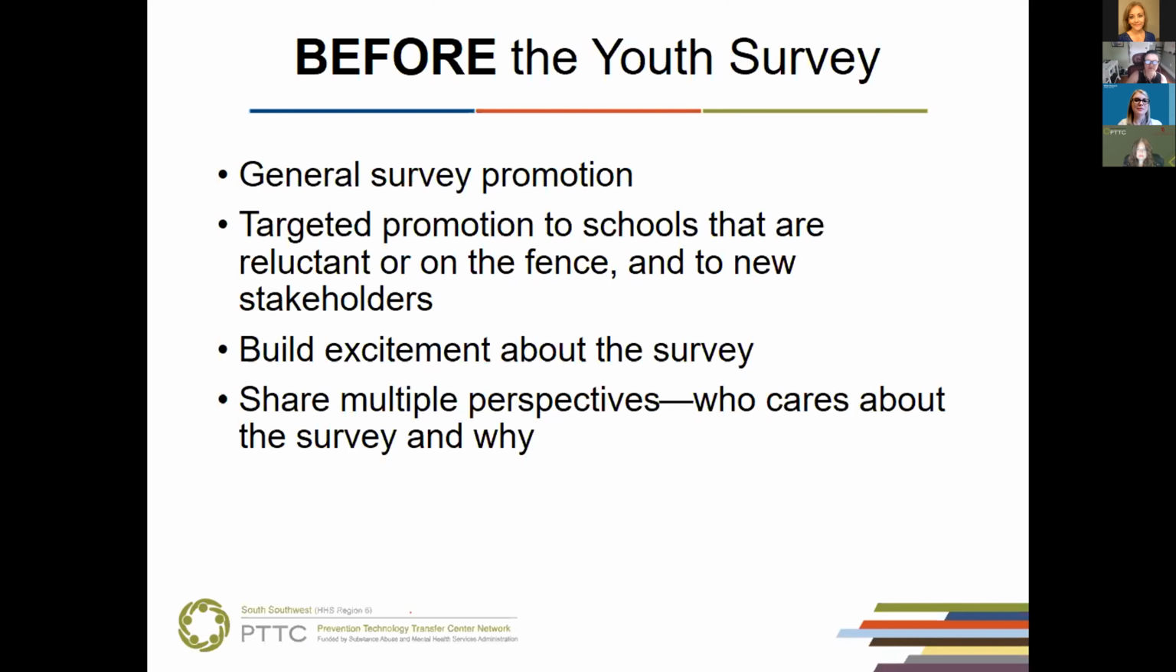So talking about successes and how you've used the data, talking about why it's important, and then also using data from previous iterations of the survey to show successes and change over time. And then also thinking about sharing multiple perspectives, thinking about who relies on the survey data, who looks forward to the changes in policies and programs that come as a result of using that data.